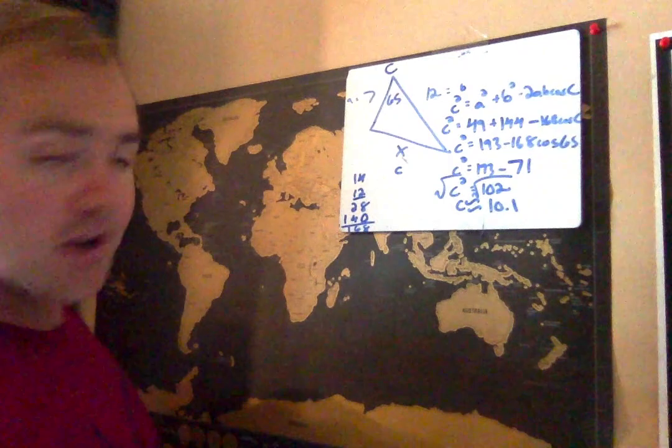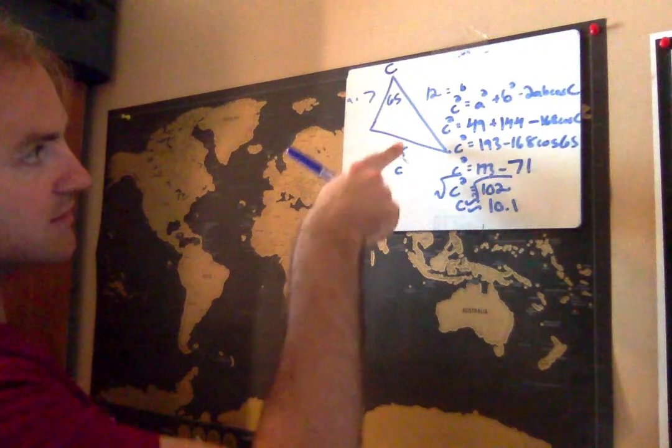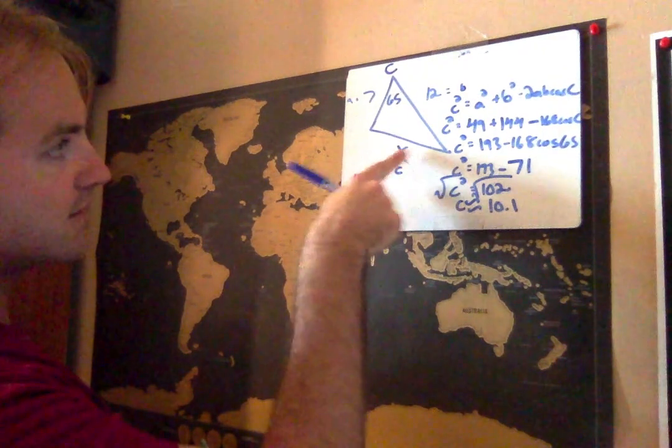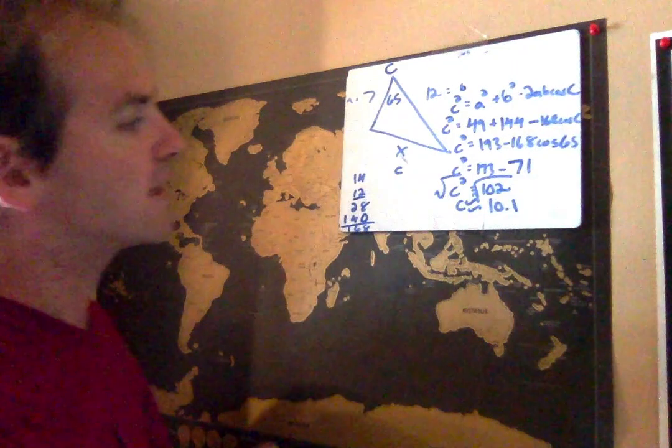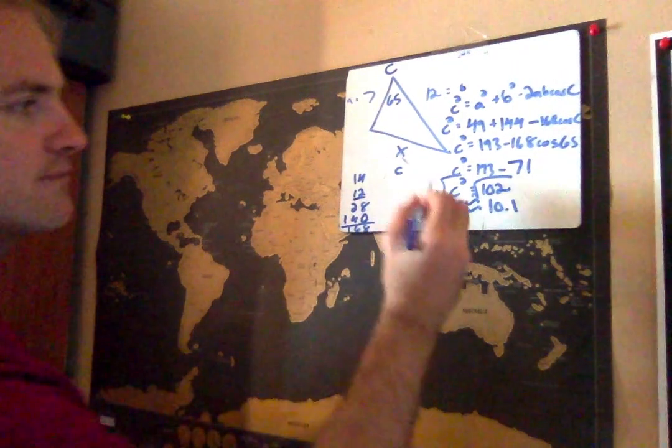And that's not unreasonable, right? Because it's not too big, not too small. It's between the other two sides. So I think we're good, all right?